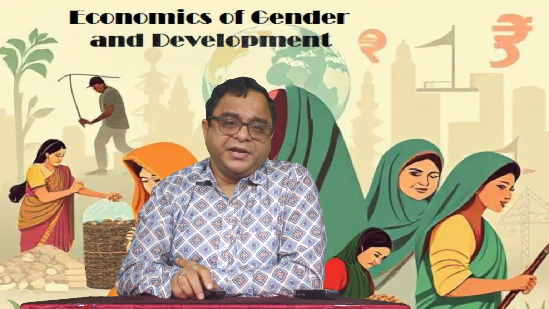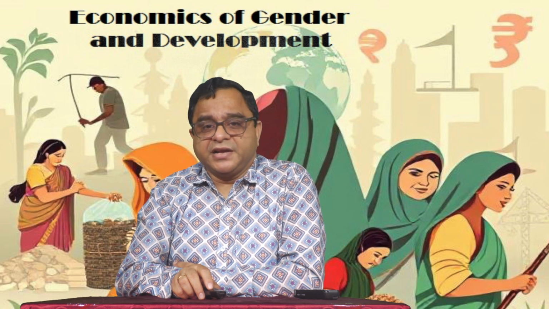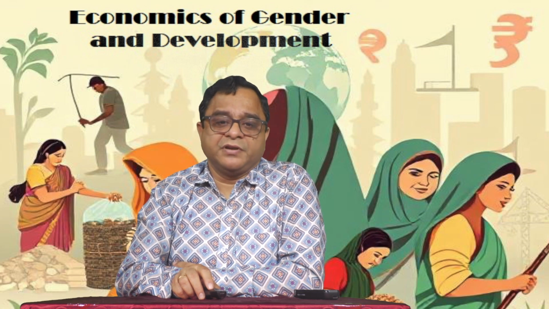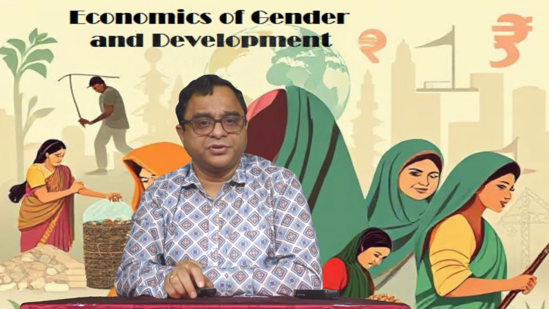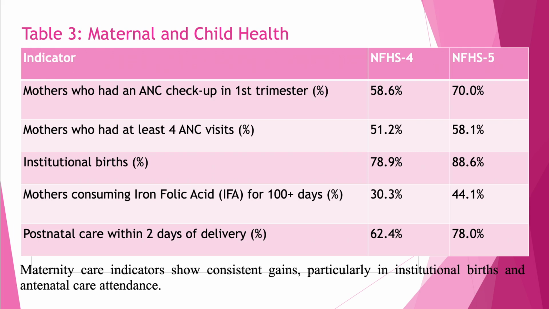So this table 2 indicates a decline in mortality rates and a significant increase in the adoption of family planning methods. And in table 3, we see the maternal child health indicators. Here we see the mothers who had ANC checkup in the first trimester has increased from 58.6 to 70%. Mothers who had at least 4 ANC visits has increased from 51.2 to 58.1%.